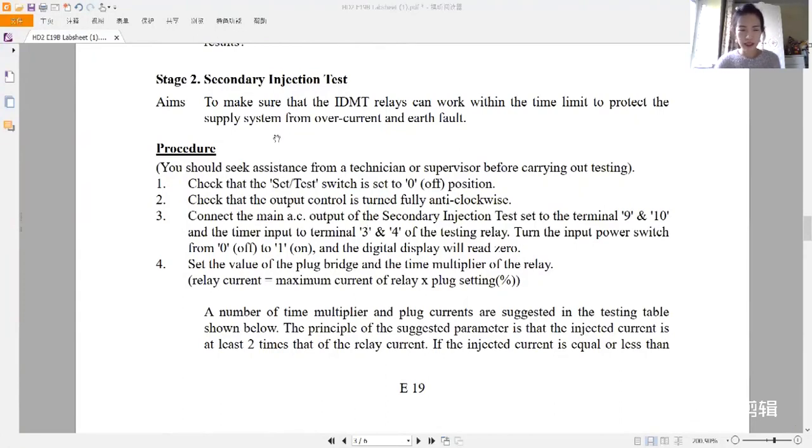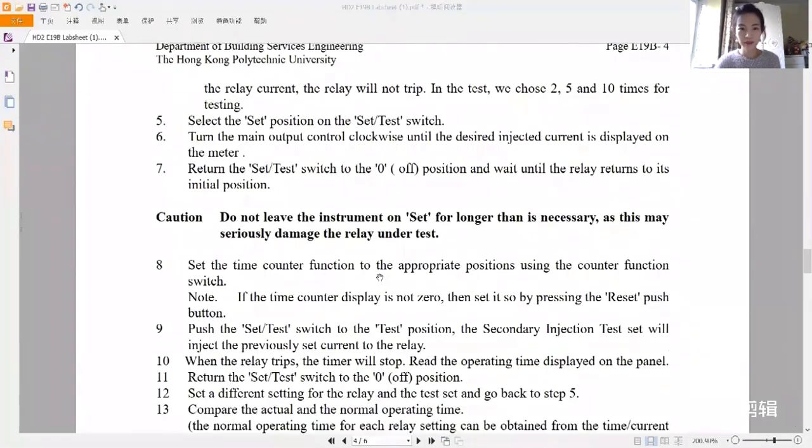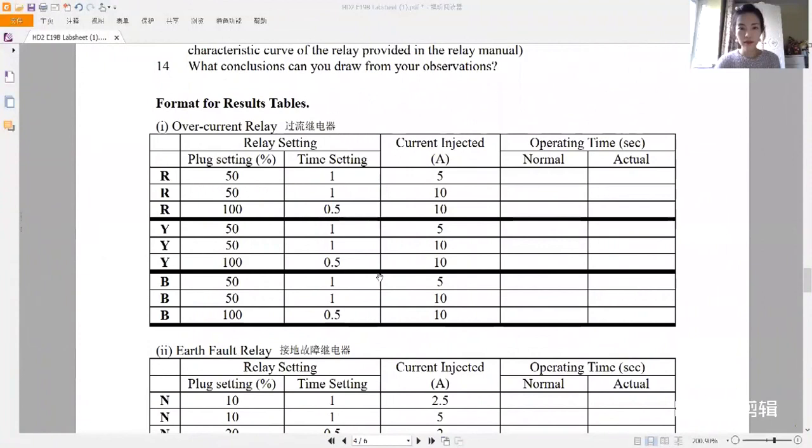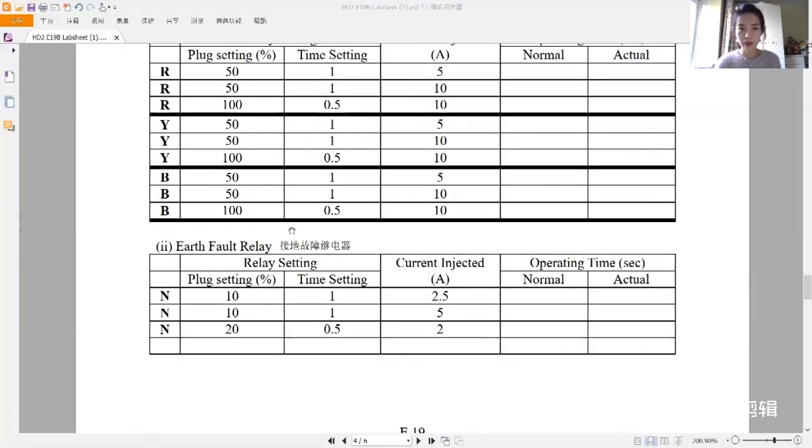The procedure of this stage 2 is a little bit complicated, and it takes a little bit long time for the experiment. So before watching the video, you have to review the procedure briefly here. And after the procedure, you have to use the data collected in the experiment in this video to finish these results tables. So let's begin our experiment in the lab.